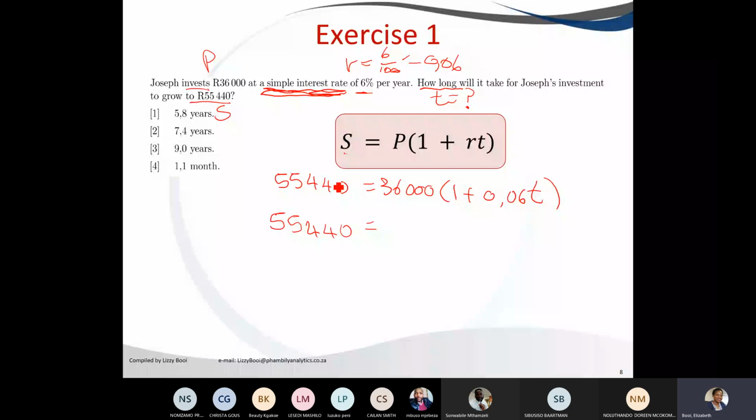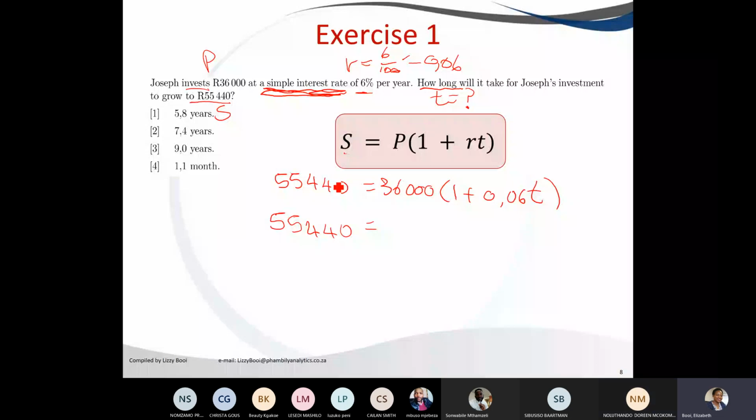55,440 subtract 36,000 equals 19,440, which equals 2,160 T. Divide this side by 2,160, and divide this side by 2,160.